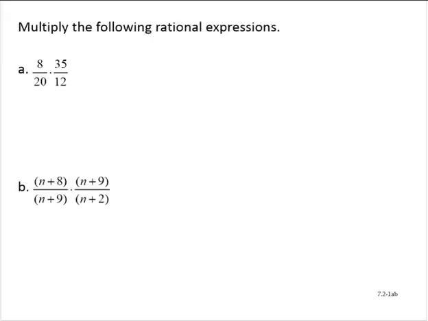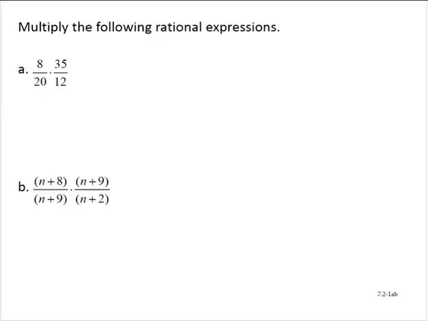Multiply the following rational expressions. 8 over 20 times 35 over 12. You might say, well, why do we have this one? Well, these are just numerical fractions. The ideas that we use with numerical fractions correspond to the ideas we use with rational expressions.